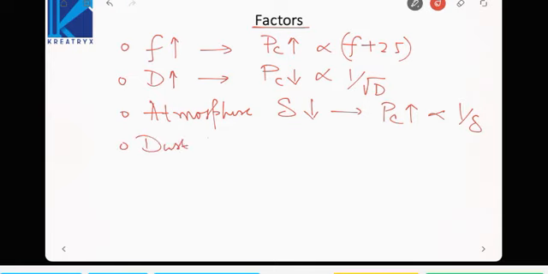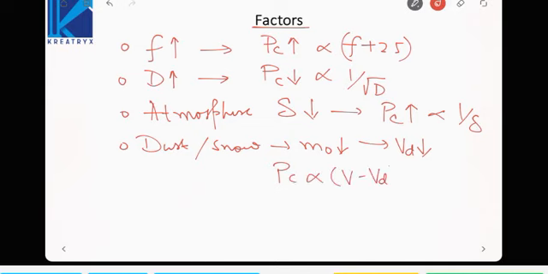Now dust, snow, etc. Now due to dust and snow, what will happen? Surface will become rough, M naught will reduce, due to which Vd will reduce, and corona is proportional to (V minus Vd) square. So Vd reduces, corona loss will increase. If there is dust and snow deposition on the conductor surface, corona will be higher.